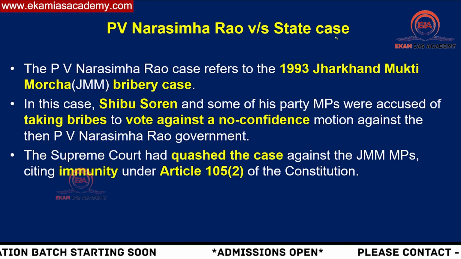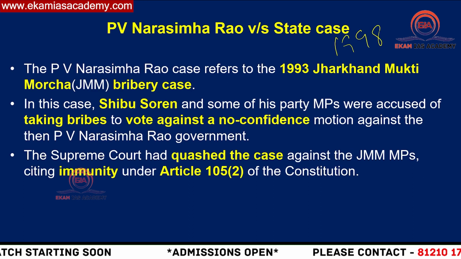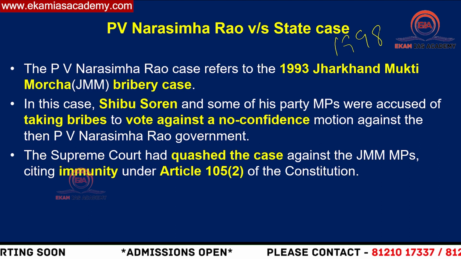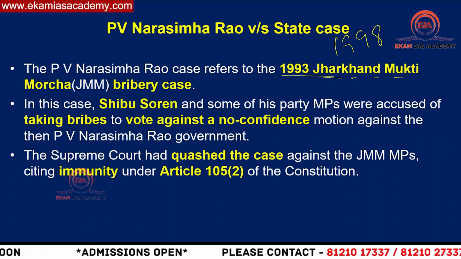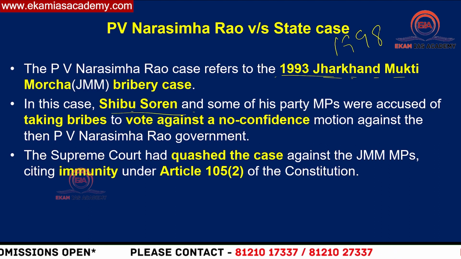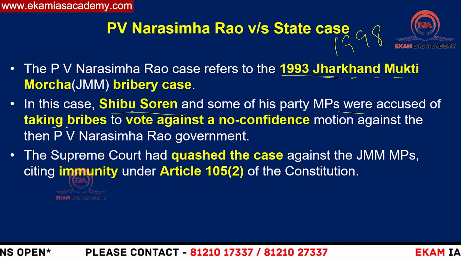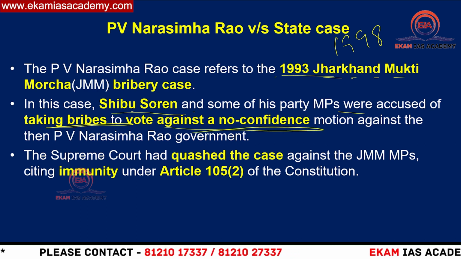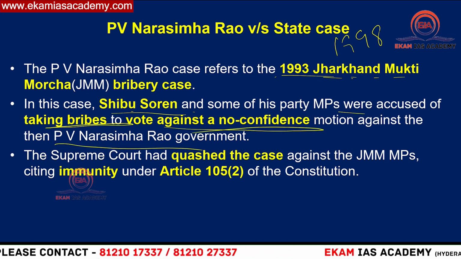Now, what is this particular 1998 PV Narasimha Rao case about? As I told you, the PV Narasimha Rao case is also called the 1993 Jharkhand Mukti Morcha bribery case. In this case, Shibu Soren, along with some of the MPs, was accused of taking bribes to vote against the no confidence motion against the PV Narasimha Rao government.